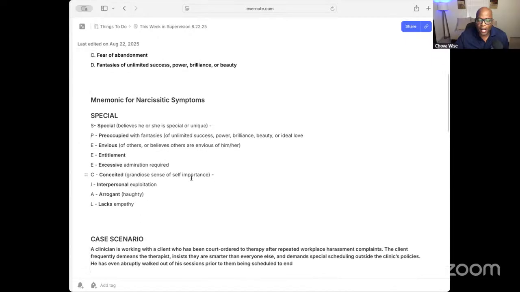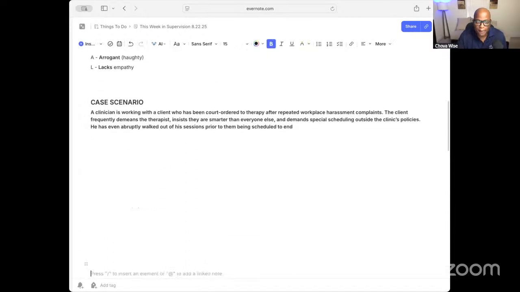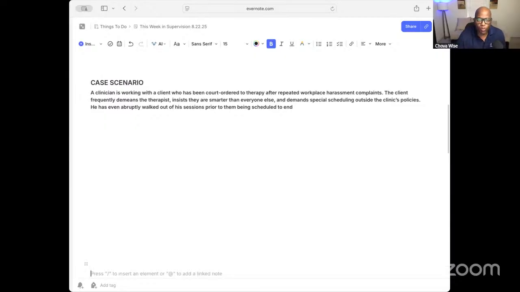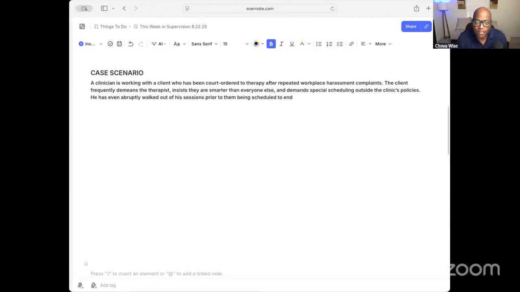And so we moved on to a case scenario, and I always like to present case scenarios, and this one was a fiery one. Okay. And so I'm going to read it to you. We have here a clinician. I don't want to distract here. So here we go. A clinician is working with a client who has been court ordered to therapy after repeated workplace harassment complaints. What would you do in this situation?